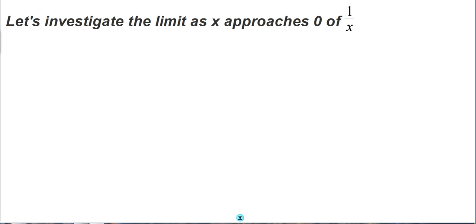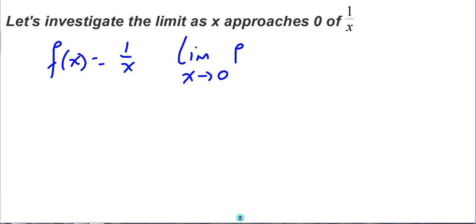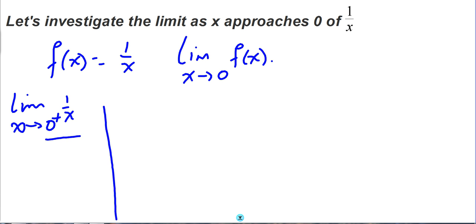So let us investigate the behavior of the function f of x equal to 1 over x. We want to find the limit as x approaches 0 of f of x, both from the left and from the right. Let's start with the right. Limit as x approaches 0 from the right of 1 over x. We will find this numerically.